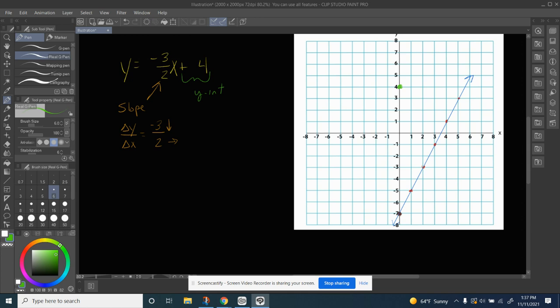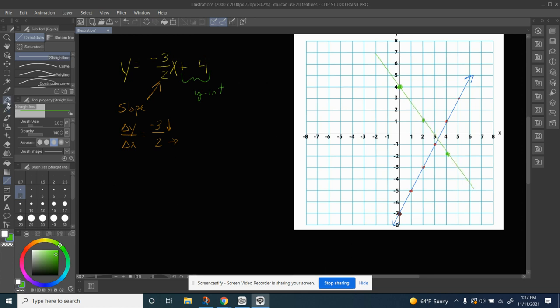And the slope tells me to go down 3 spaces and right 2 spaces. So from the 4, we go down 3: 1, 2, 3, and right 2. Again, 1, 2, 3, right 2. And I'm just going to plot those 3. And what we can do now is we can go ahead and graph this line, just like so.